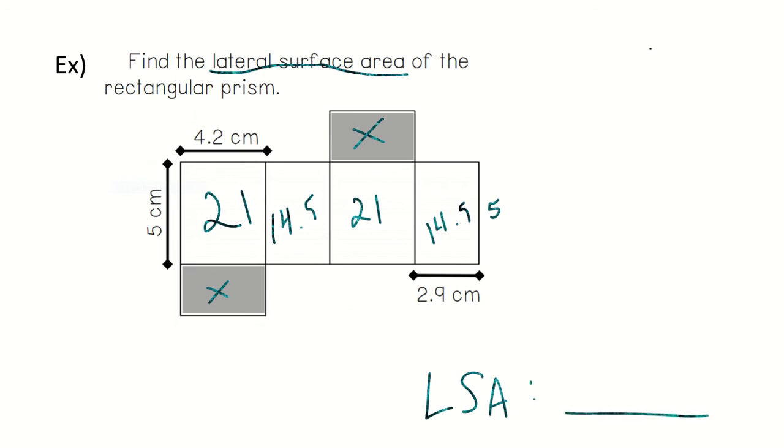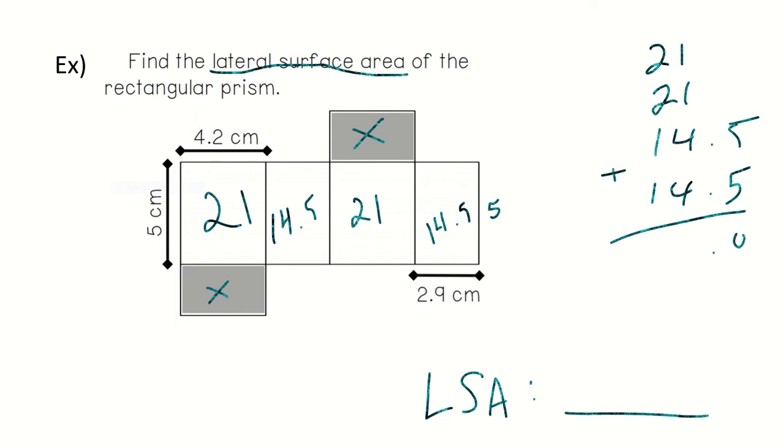So lateral surface area, which is basically all of the surface area excluding the two bases, is everything added together. 21 plus 21 plus 14.5 plus 14.5 will get us, let's see, 2 plus 2 is 4, 5, 6, 7, yep, 71. That's going to be centimeters squared.